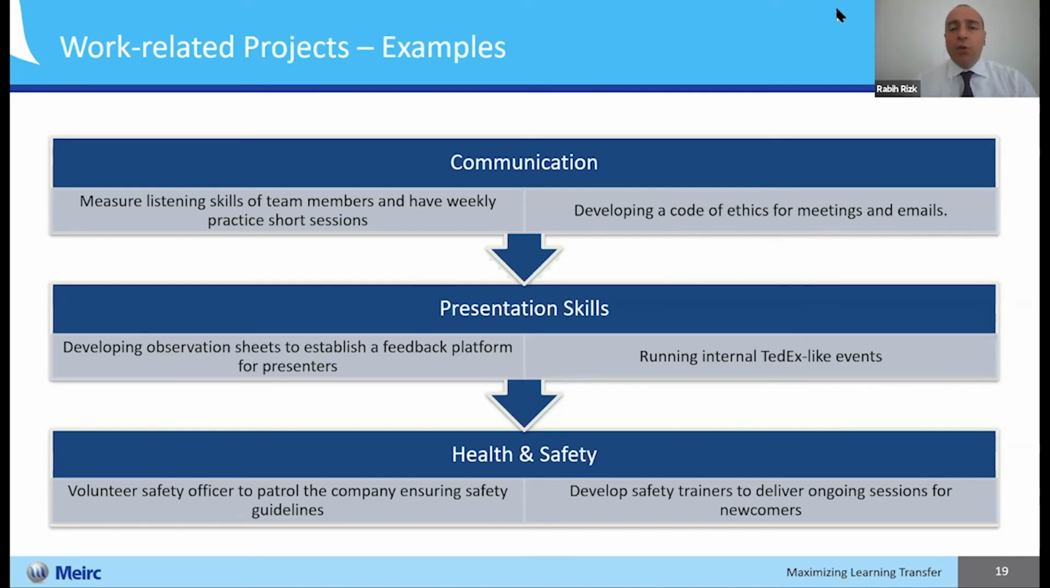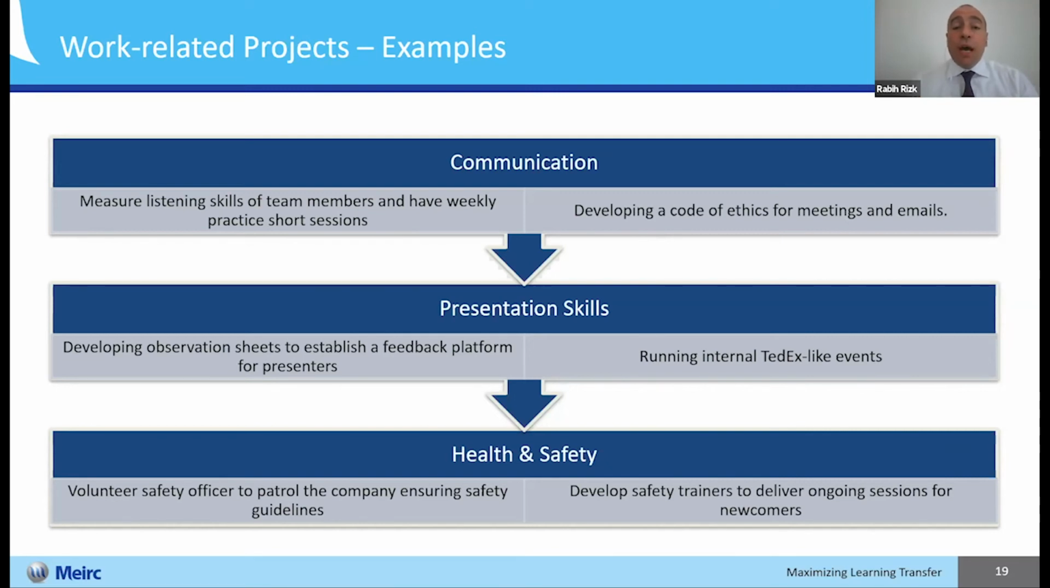Just like when you learn how to ride a bike when you are very young. Even if you leave the bike for 50 years and then you try to ride the bike, you will be able to do that. Your system, your neurons will remember this very quickly. The other project would be running internal TEDx-like events, like one I described before.